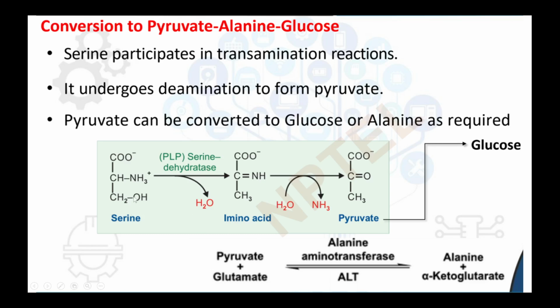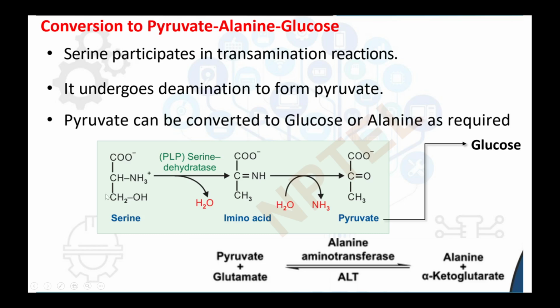So serine is first dehydrated by the enzyme serine dehydratase. It is a PLP dependent enzyme. The H2O is removed from serine, and then the amino group is removed. It is deaminated to form pyruvate. Okay. This is how serine can get converted into pyruvate.